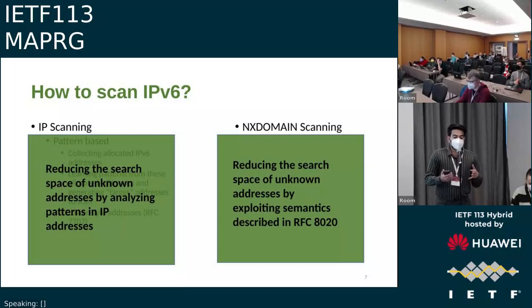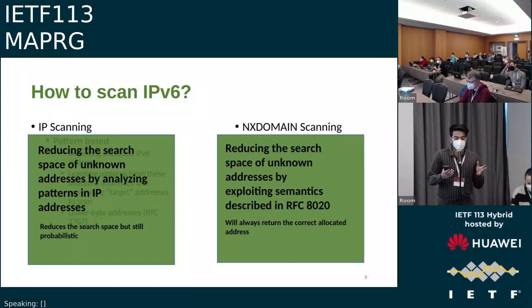But NX domain scanning works very differently. It basically involves exploiting semantics that were described in RFC 8020. I'll go into a bit of what is defined in RFC 8020 and how it works. But just to make sure, although the search space is reduced for both of these scanning techniques, for IP scanning the results are still probabilistic. You might generate 10 more addresses, but you still cannot be 100% sure that they are actual addresses which are allocated. But for NX domain scanning, you will always get an IP address that is allocated.